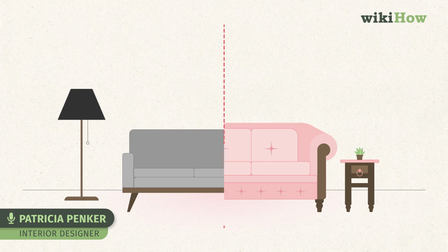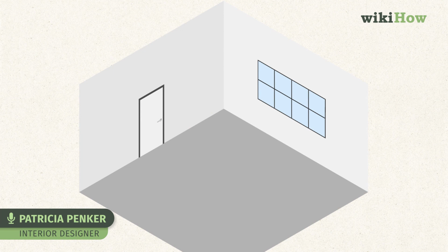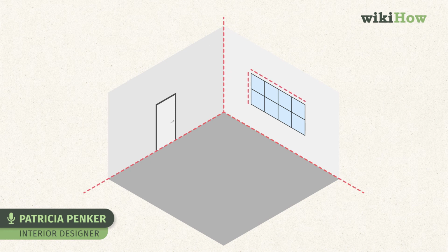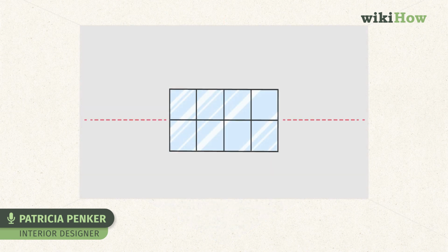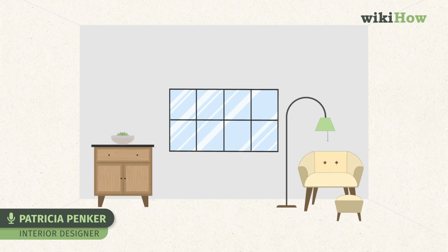A room is divided in two ways: mathematically and aesthetically. The first way is to determine the actual measurements of your room. Start by measuring all of your walls, the height and the length, the width and height of your windows, and the height and length of your doors. The walls around the windows and doors are perfect areas to display an accent cabinet or chair.